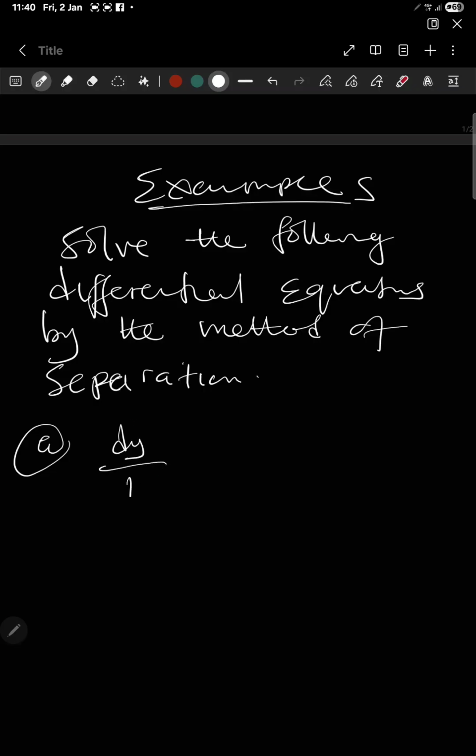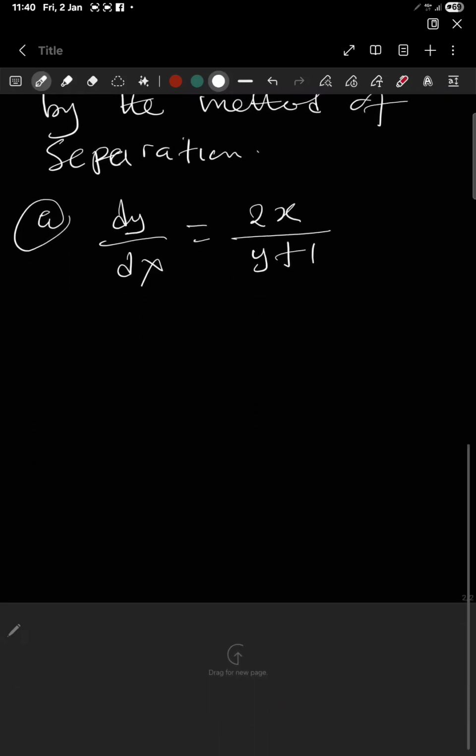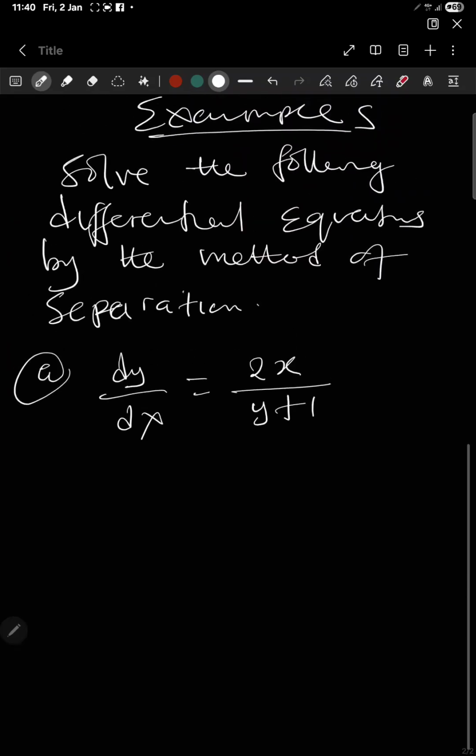We are saying dy over dx is equal to 2x over y plus 1. Now, how can you solve this differential equation? When it is separation of variables, you know that you have the function of x and the function of y. So whenever you're solving using the method of separation of variables, they want you to attach the function of x to the x and the function of y to the y. That's what they want you to do. So attach this function to this and that to that. How can you do that?